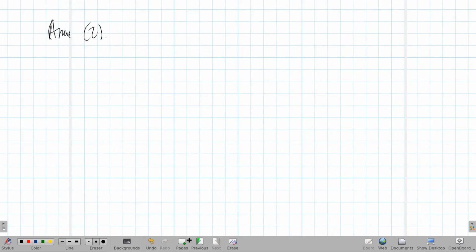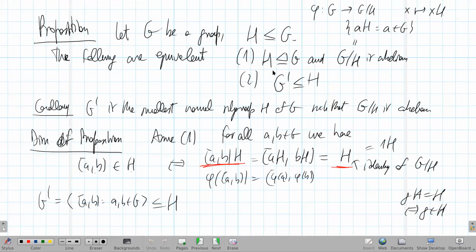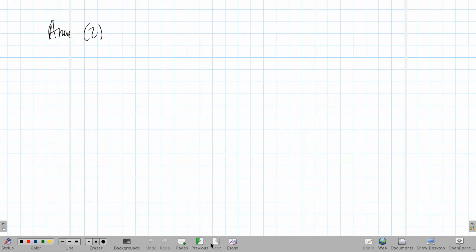Okay, so we have to prove two things: that H is normal and that its quotient is abelian. How do we prove that H is normal? Well, we use this property. So assume 2, that is, G prime is contained in H.